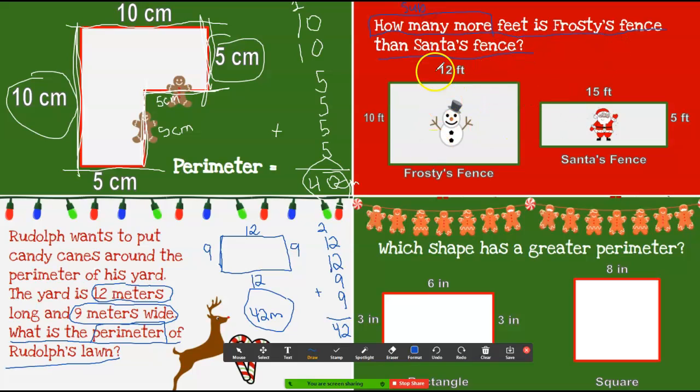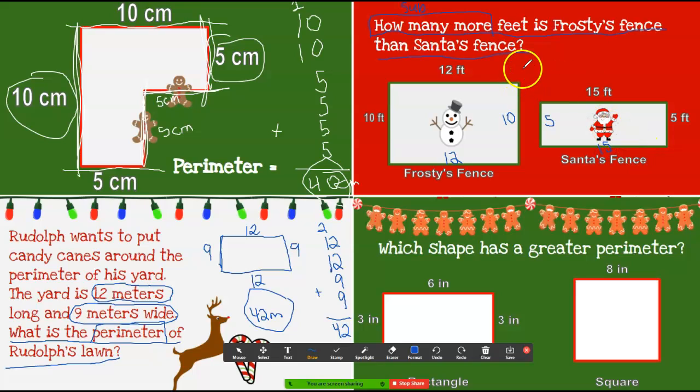Okay, so again here, I have 12 and 10. If this is 12, I know this is also 12. If this is 10, I know this is also 10. Same thing over here. This is 5, I know this is also 5. This side is 15, which means I know this side is 15.